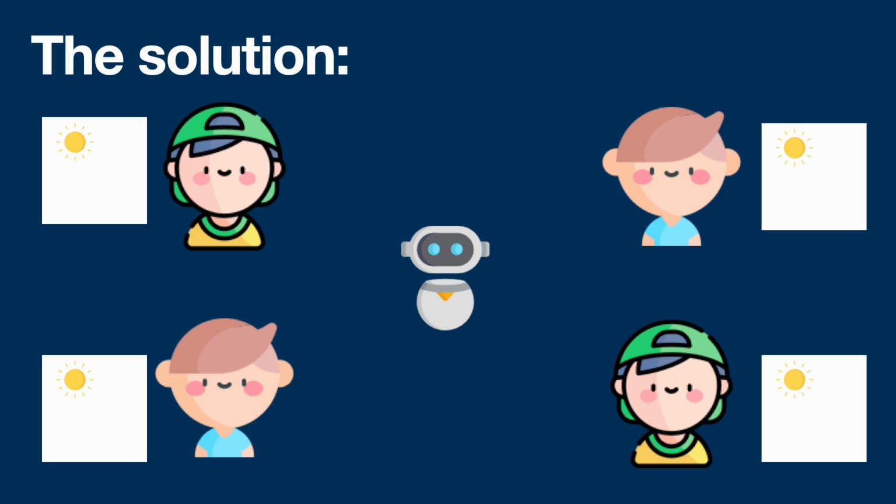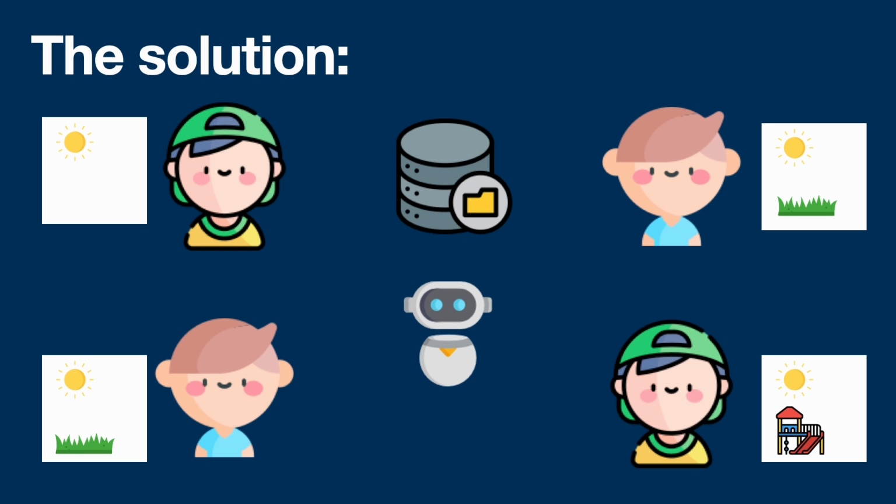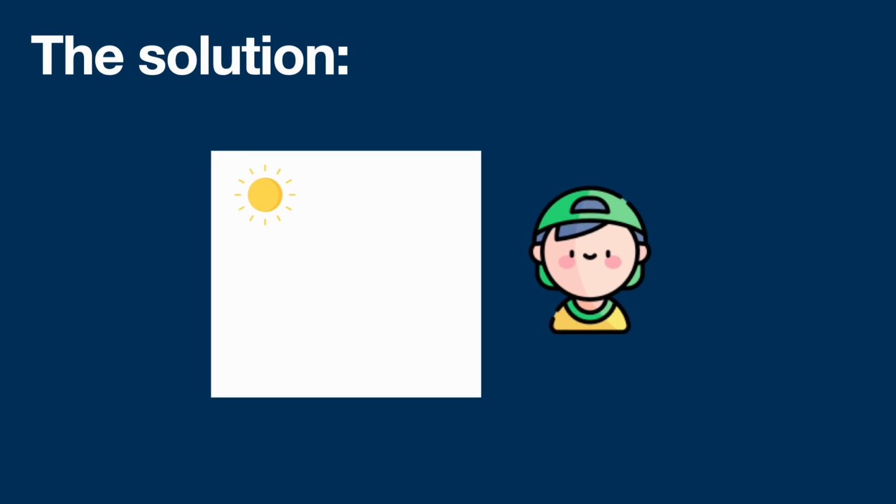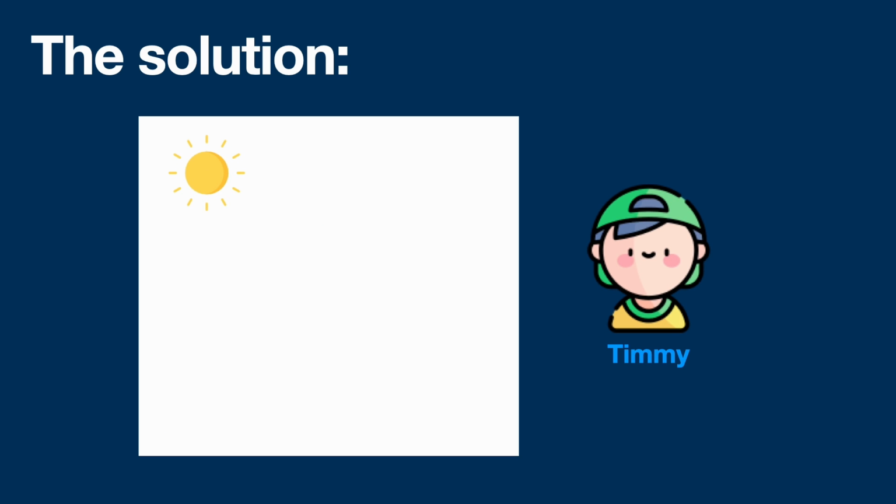So, how does Git work? Well, it's pretty simple. First, you create a special folder called a repository. That's where all your drawings will be stored. Then, you and your friends can each make your own copies of the repositories to work on your drawings. Let's say Timmy here has a son, and now he's finished adding grass to his painting.